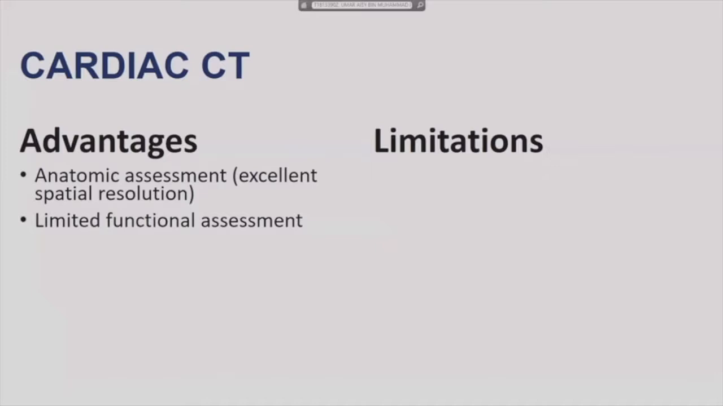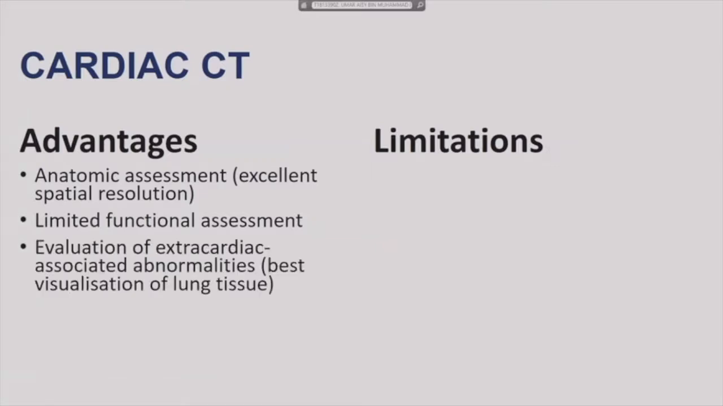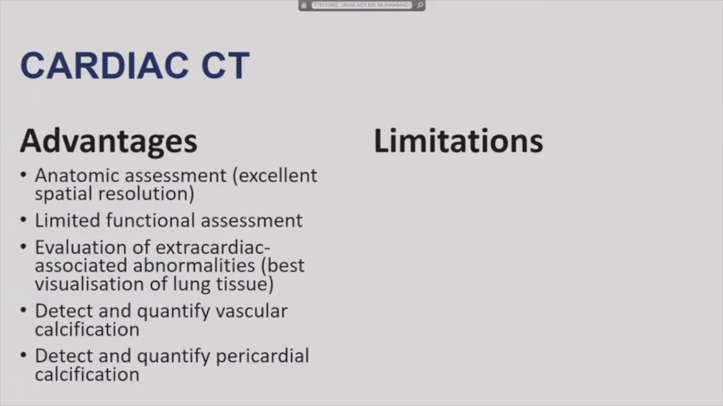Evaluation of extracardiac associated abnormalities is best done with cardiac CT, especially when the lung windows come into play. We can look at the intraparenchymal vasculature in terms of pulmonary artery assessment. We can detect and quantify vascular calcification, whereas we cannot do this on MRI. We can't do this on echo. So you hear about coronary calcium scoring in those with ischemic heart disease.